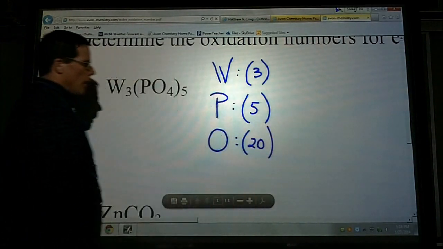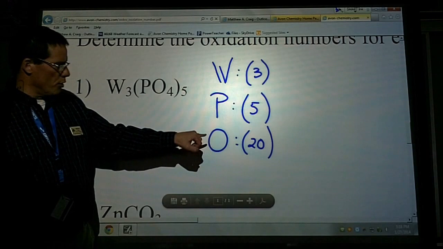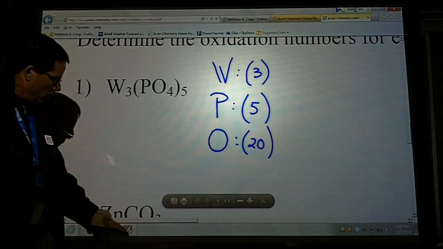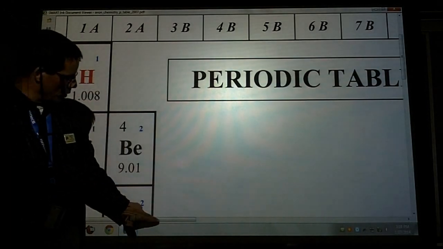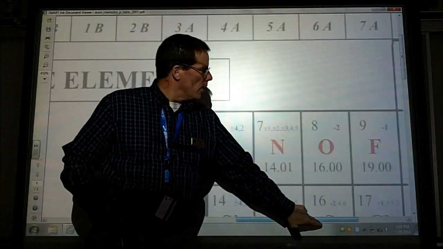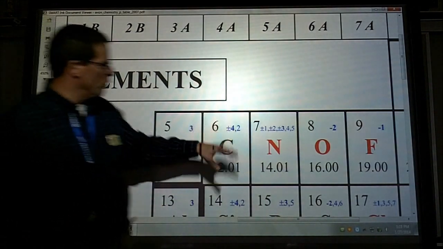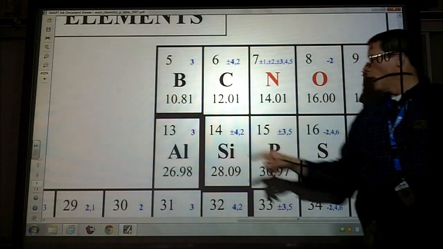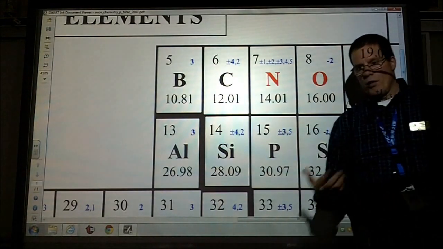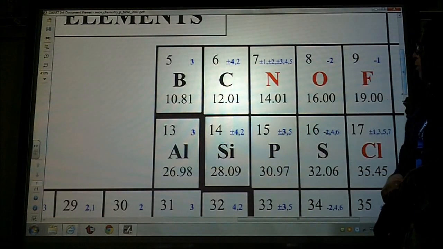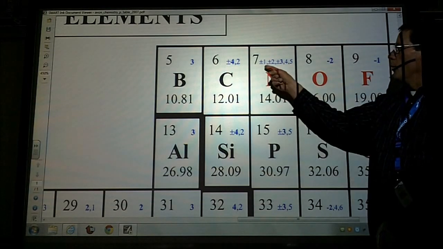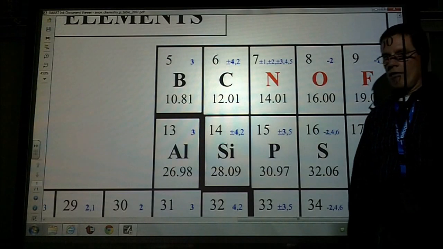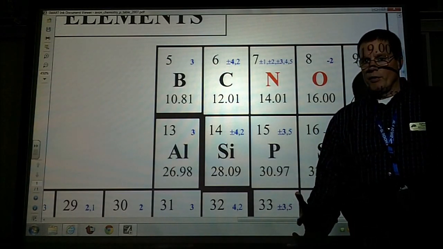Okay. And my goal is to find the potential charge or the oxidation number for each of these elements based on what's on the periodic table. So when I go to the periodic table, the periodic table has your elements with all of these different oxidation numbers. And again, these are the potential charges that those elements may have when they're with another compound or another element. So when you look at something like nitrogen, it can either be +1, -1, +2, -2, +3, -3, +4, +5. So there's a lot of potential different charges there.